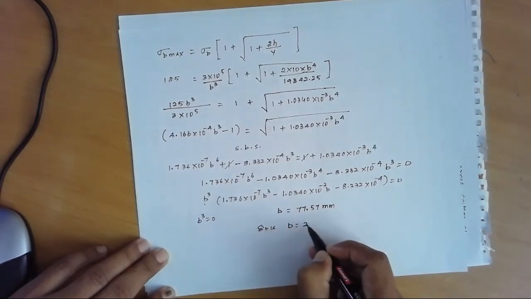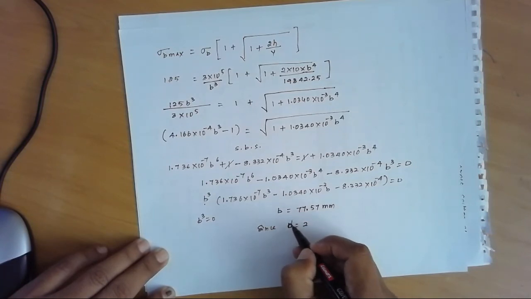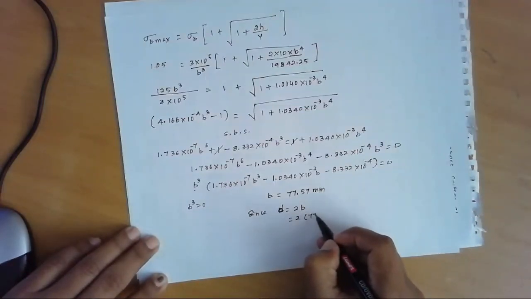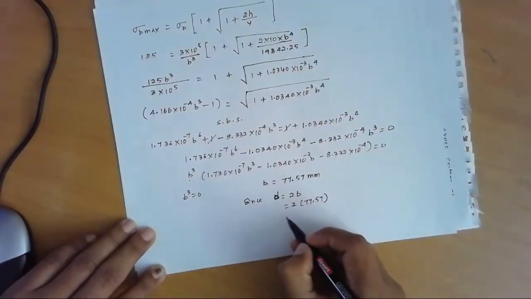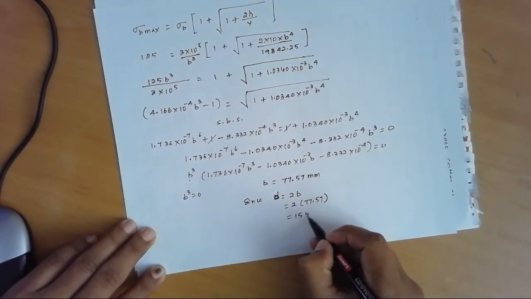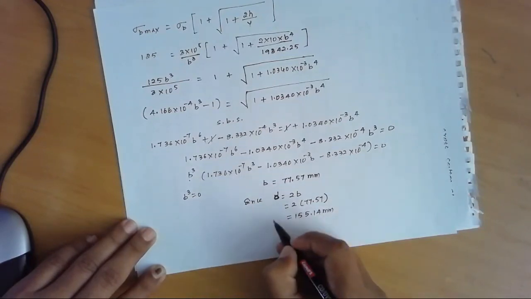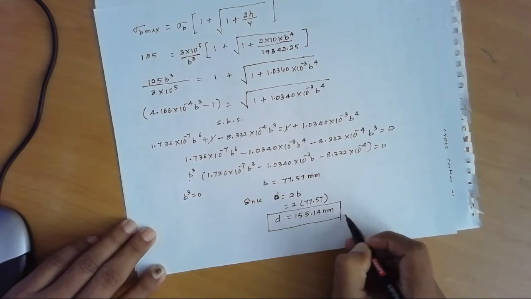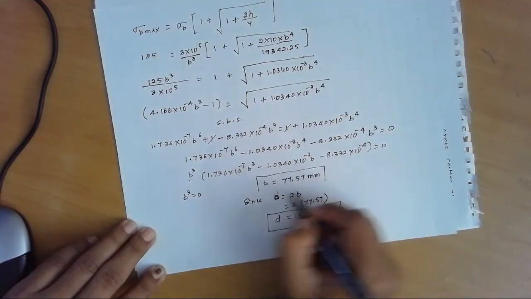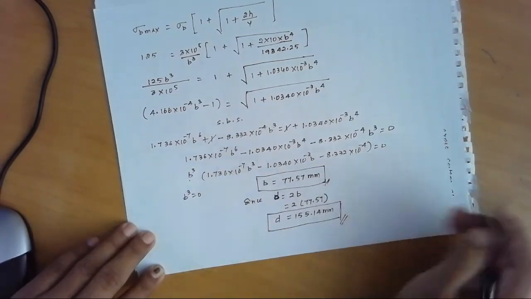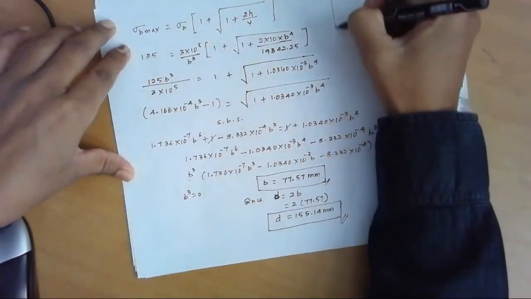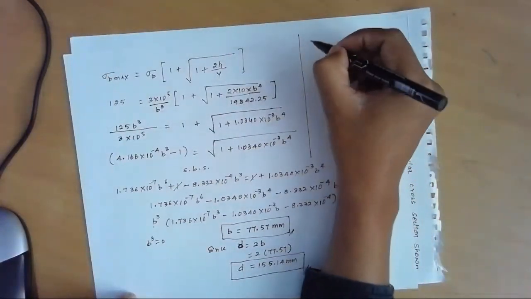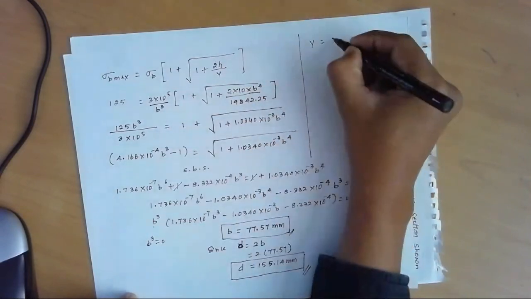And since D is 2 times B, depth is 2 times width, so 2 into 77.57, this will become 155.14 mm. So this is the value of D, and this is the value of B. And we also need to find out the deflection. So we know that we got the value of Y.